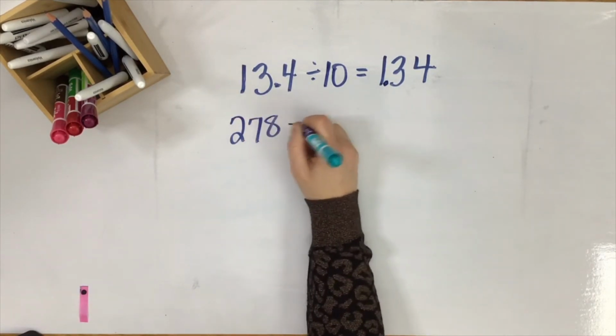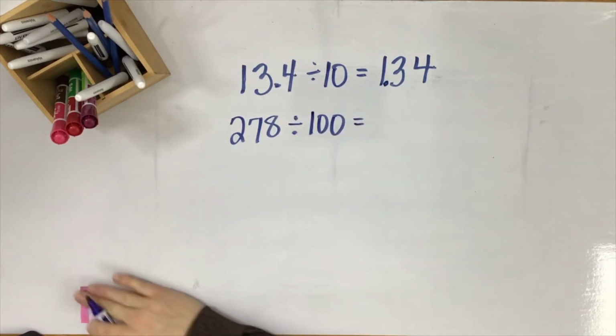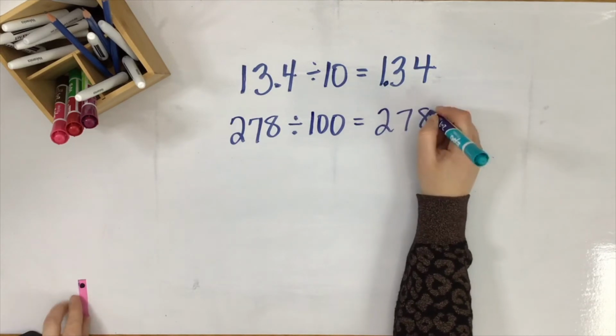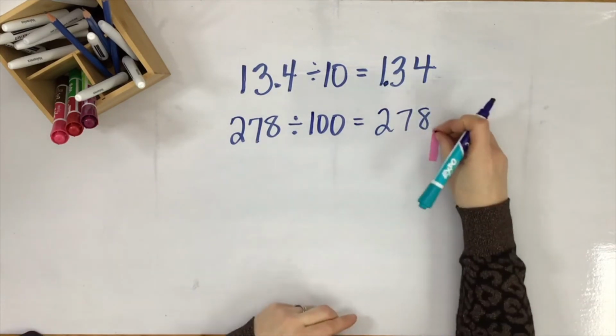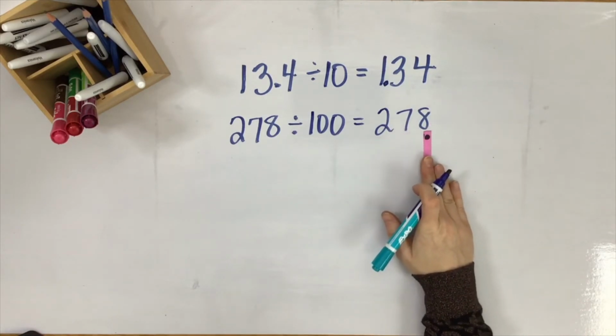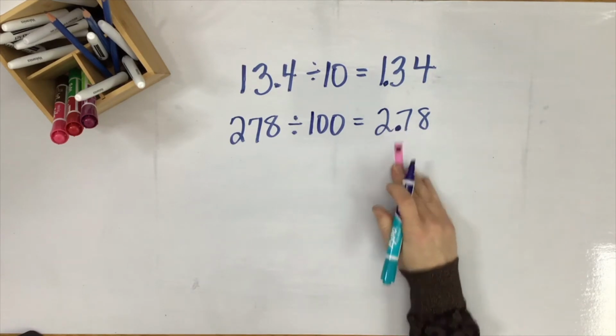278 divided by 100. The 278 that we started with, whose decimal lived right there, is going to have its decimal move twice to the left, giving us 2 78/100ths.